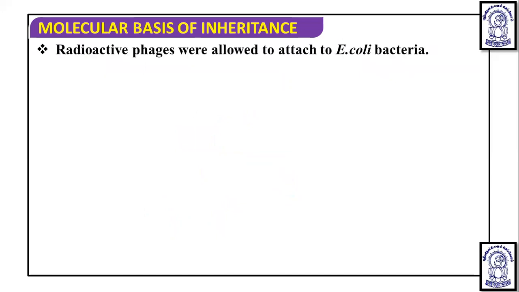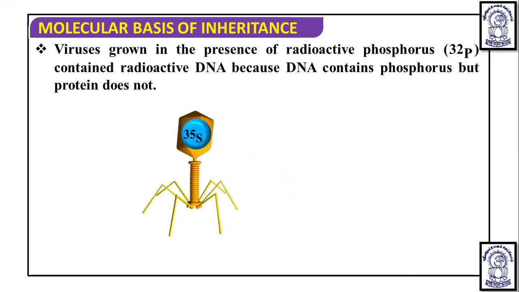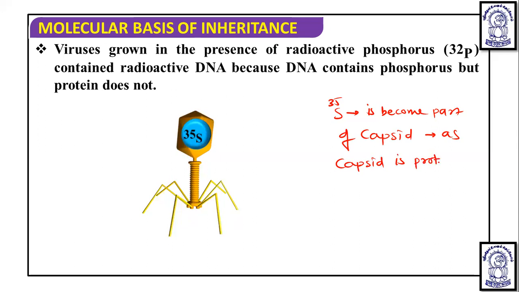Radioactive phages were allowed to attack bacteria. We remember that S35 becomes part of the capsid, as the capsid is proteinaceous.